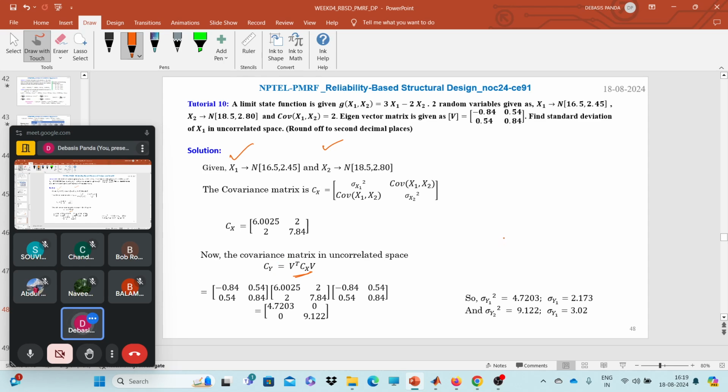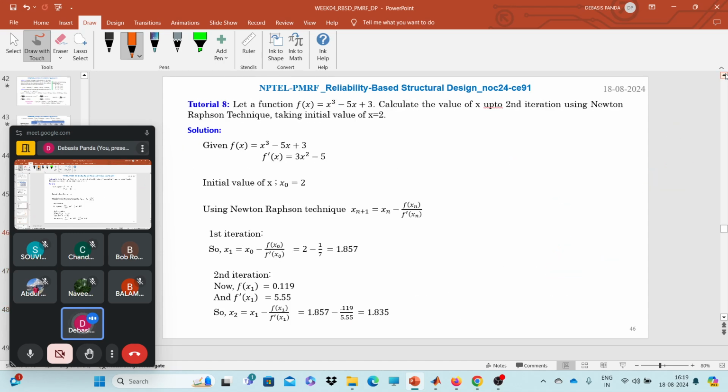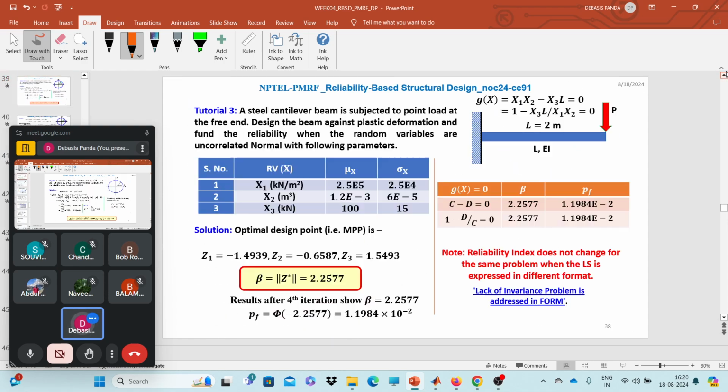Cy is B transpose Cx times V, and V, the eigenvector matrix, is already given. So it's nothing but the eigen operation. That means you are decoupling that covariance matrix from the coupled form. You just need to perform this matrix operation. You will find these values, which are nothing but the variance of x1 and the variance of x2, and once you have those, you can easily find the sigma 1 and sigma 2 values. Clear?